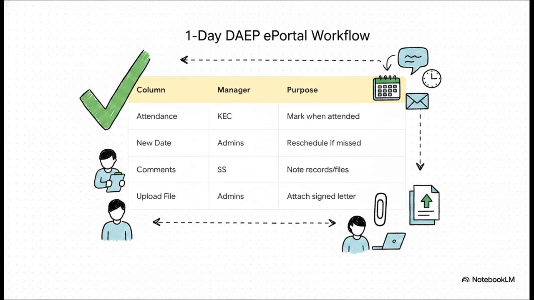First, you've got attendance. This one is managed strictly by Keck. When a student physically shows up to the class, Keck updates it, and you'll see a little check mark pop up next to the student's name. Easy enough. Next is new date. Now, this is an optional field managed by you, the campus administrators. You're only going to use this dropdown if a student actually misses their original date. It lets you easily bump them to a new attendance sheet without having to generate a completely new letter from scratch.